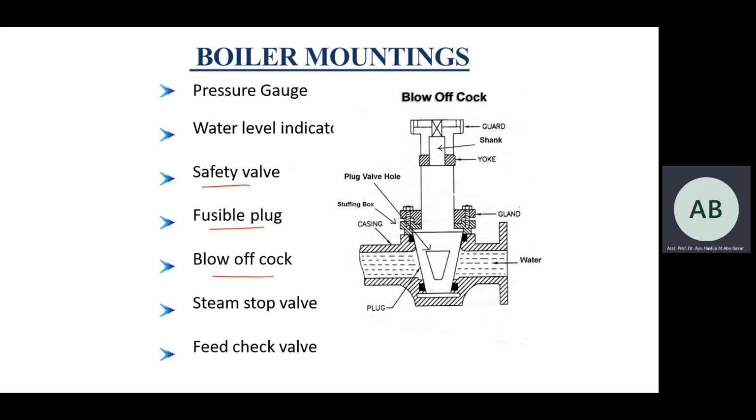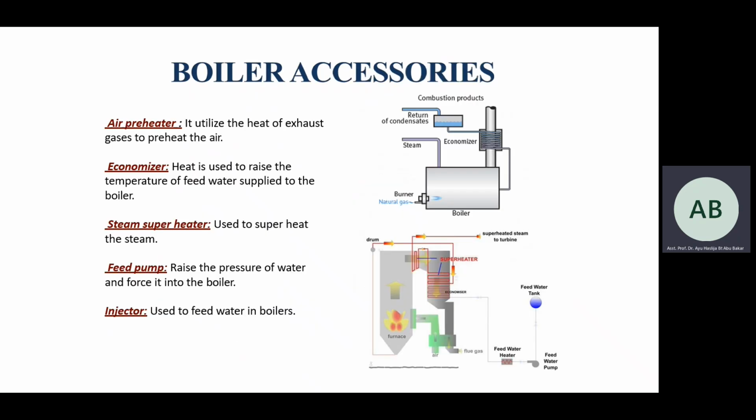These are the mountings, you can read through. This one is the accessories. Boiler accessories include, perhaps, the feed pump, air preheater, economizer, steam superheater, feed pump, and injector. Economizer. Why do you think you need an economizer? This is an accessory. Certain plants have this economizer.